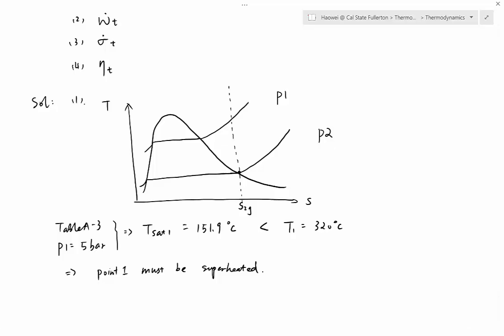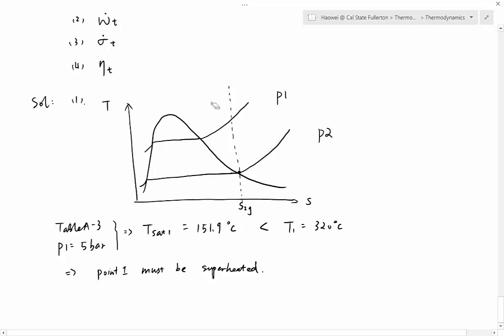And then what you do is to look for S1. If S1 is less than S2G, then point 1 must be to the left of this reference line. If S1 is equal to S2G, then point 1 must be right on this line. If S1 is greater than S2G, that means you must put number 1 to the right side of the reference line. So from doing that, we can fix the location of point number 1. Okay, so what we just need to find is S1 and S2G.